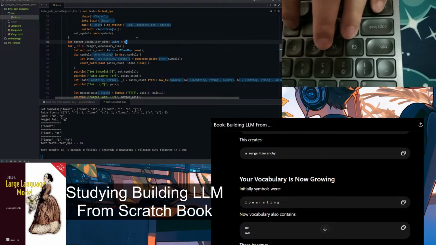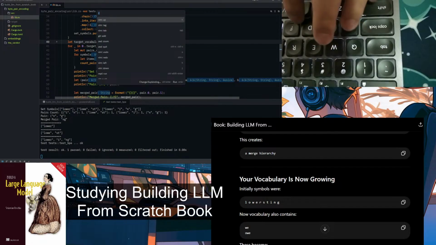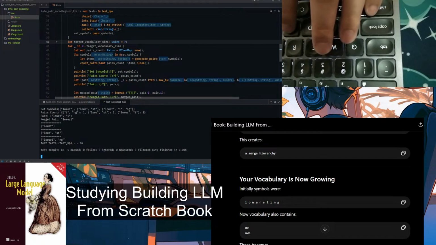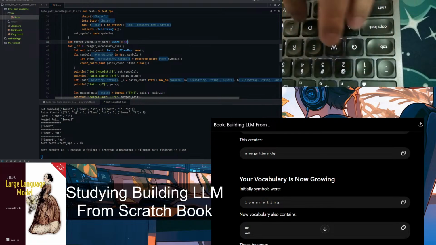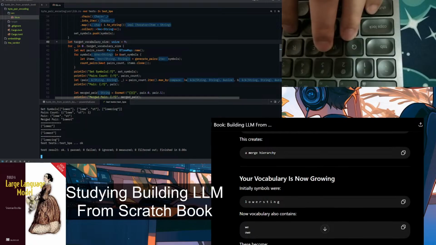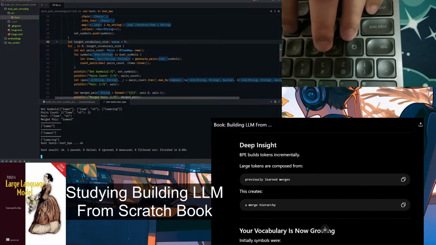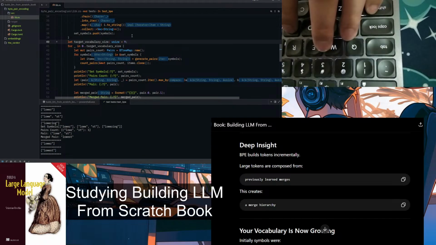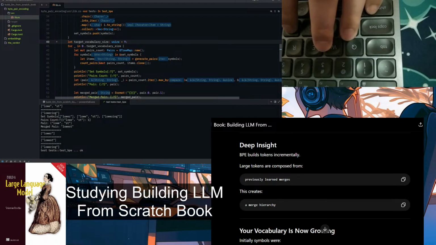Okay, lower. So 7. Lowering, lowest. Pero ba't ganun, no? So, okay, so pagka wala ng pair, so let's see if I reach.